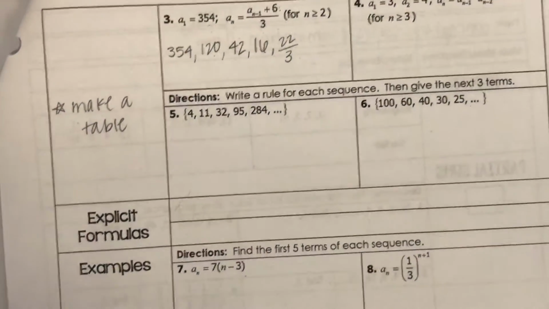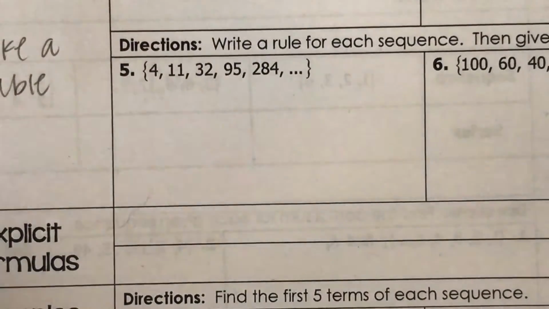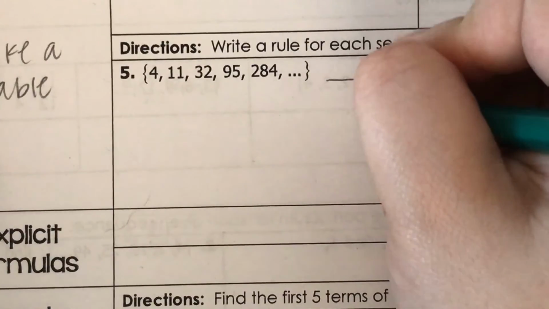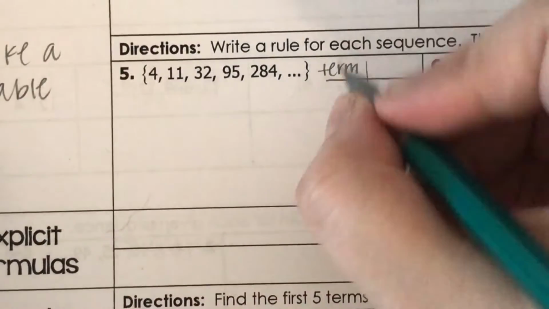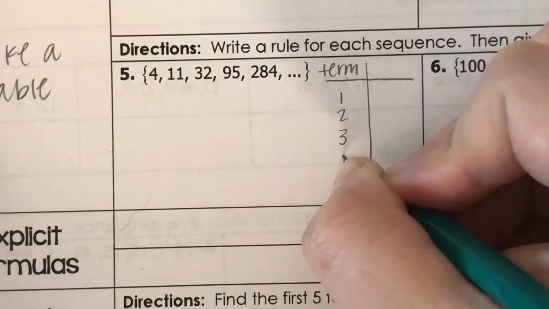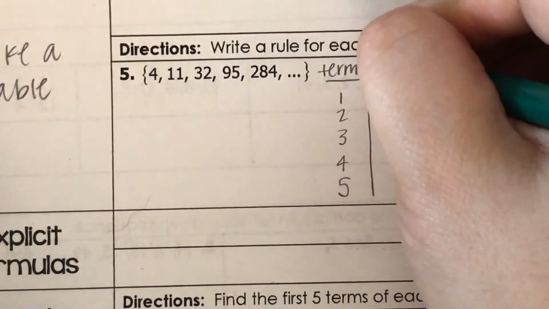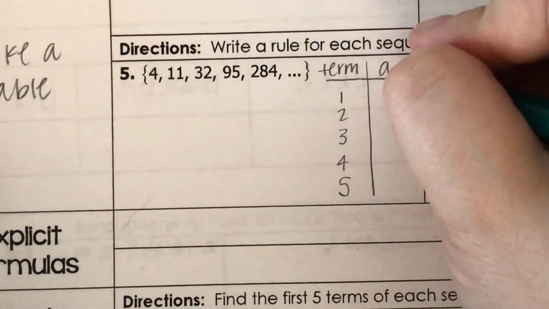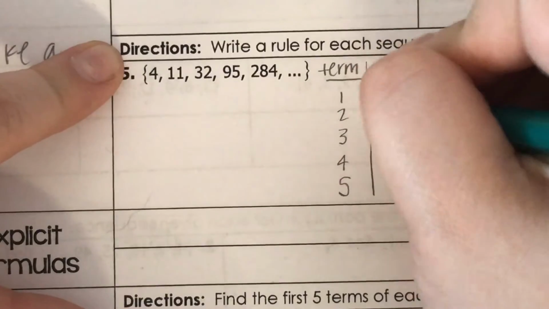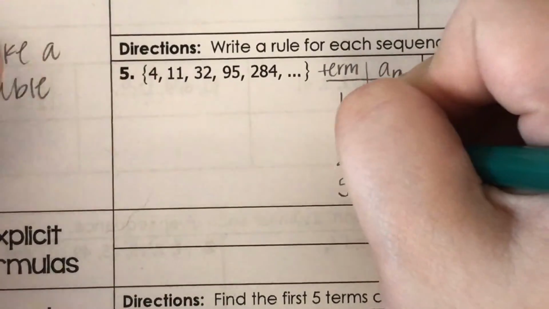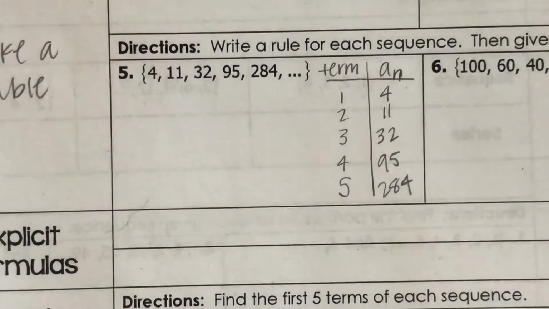So I want you to follow really closely with me on this one because it might get a little complicated if you don't follow. So we're going to make a table over here. Our term. They give us 5 terms: 1, 2, 3, 4, 5. Okay, and then we want each actual term. So these are like the term numbers. Then we want the terms themselves. So we have 4, 11, 32, 95, 284. Okay?